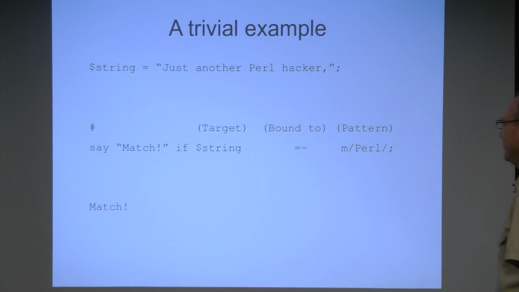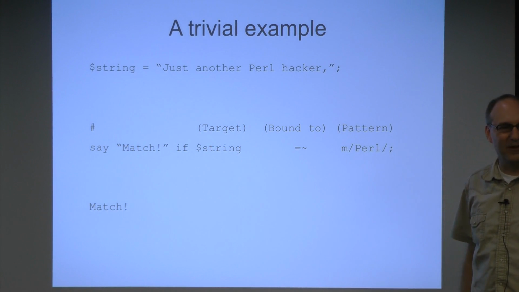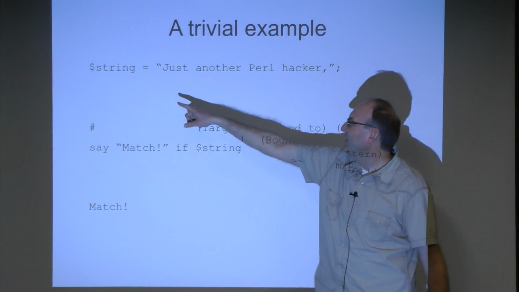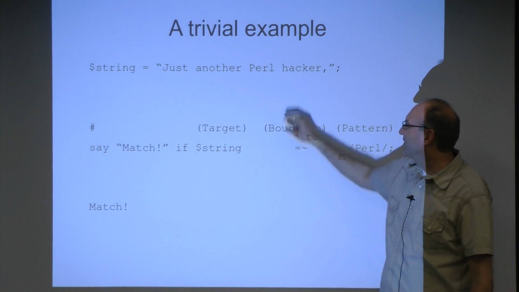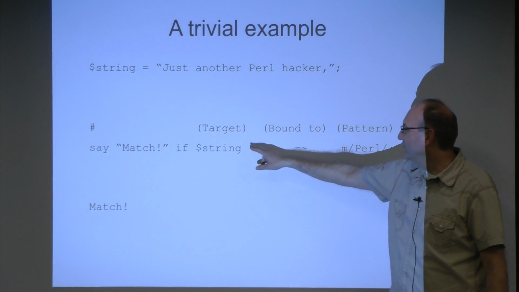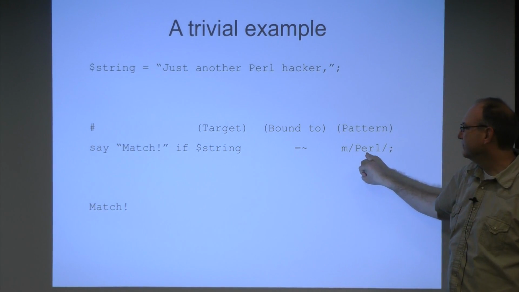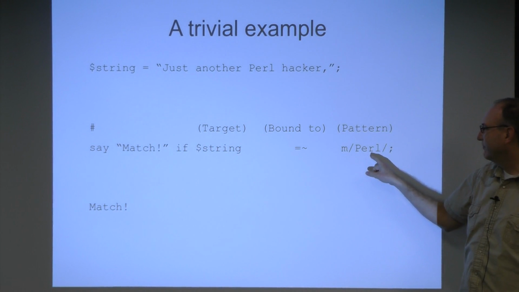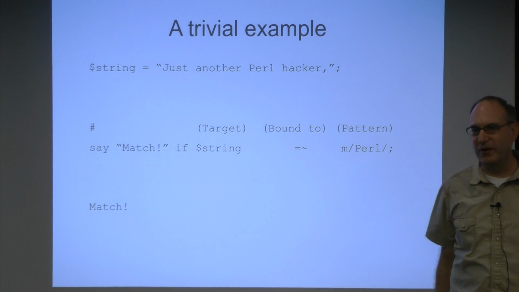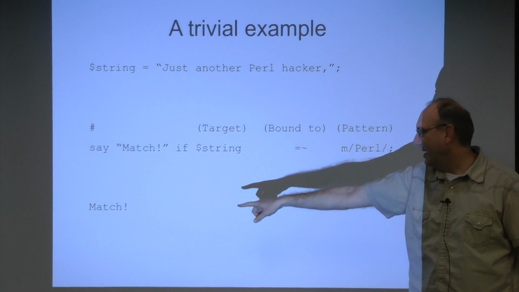Just for a quick trivial example, so we can get the Perl syntax part behind us, we're going to take a string, assign to it a literal, "just another Perl hacker," and here we're going to test if this matches this pattern. We're binding the string, using the binding operator, to the regular expression operator. And the output here will be match.